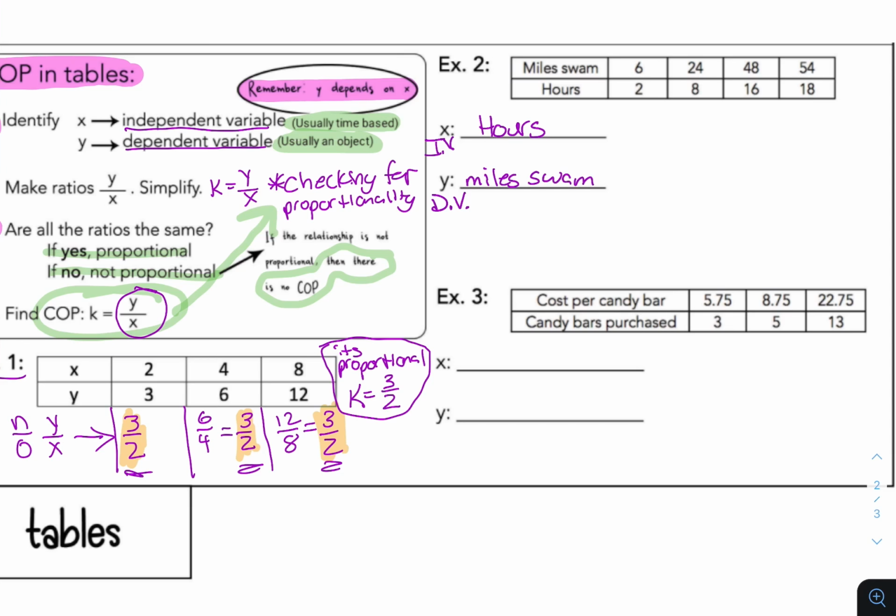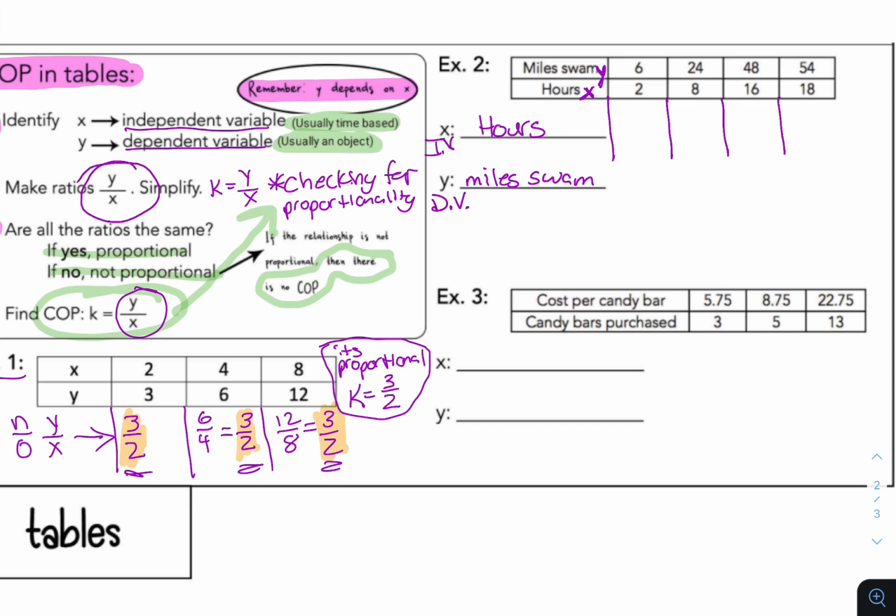Now, to keep ourselves straight so we don't mess up, let's label it in our table. The hours swam is the x, and the miles swam is the y. See how they kind of reverse that on you there? That's why it's important to identify which one is the independent variable and which one is the dependent variable. That way you don't get tricked.